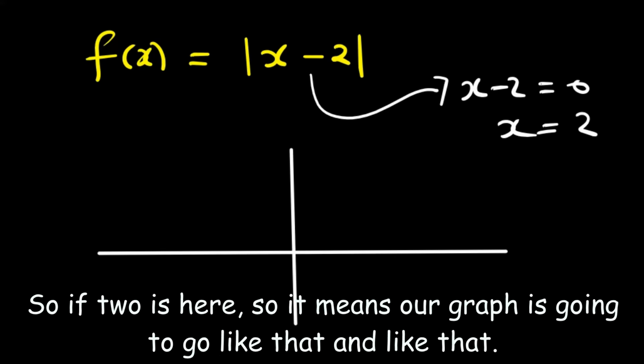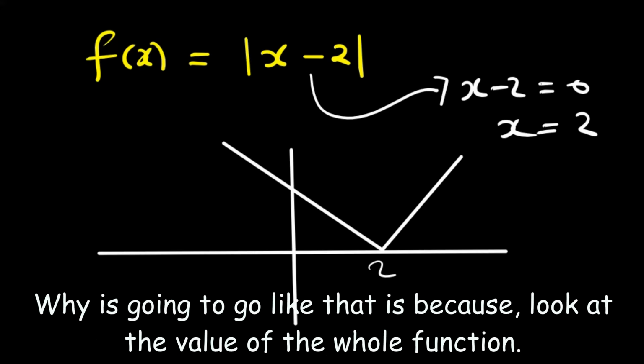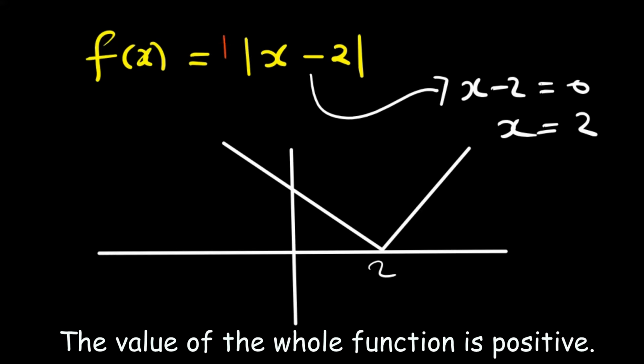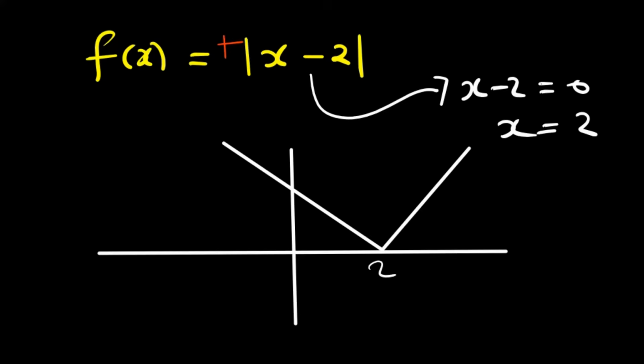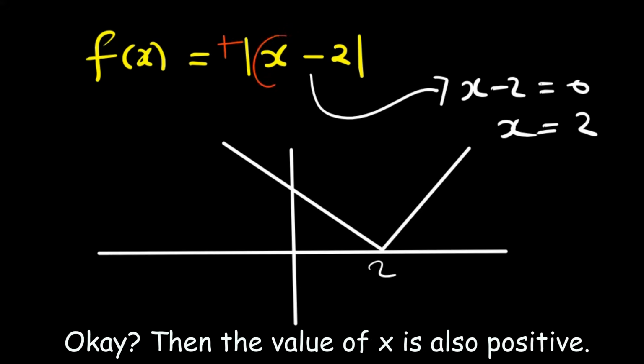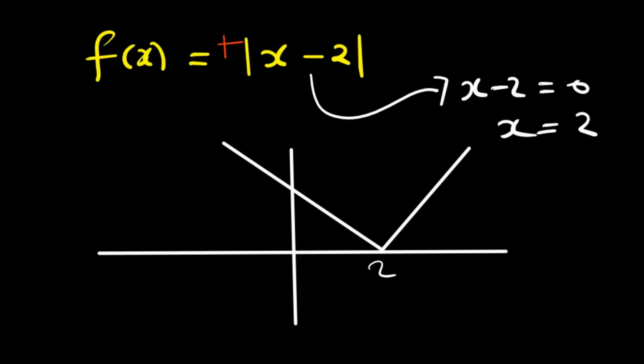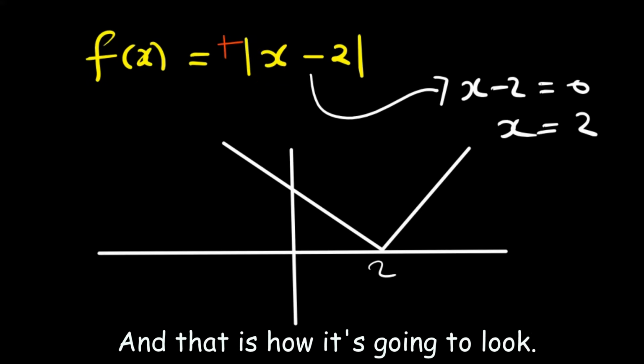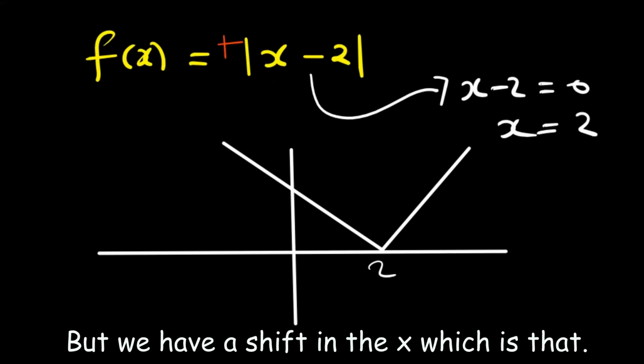So if 2 is here, it means our graph is going to go like that and like that. Why it's going to go like that is because look at the value of the whole function. The value of the whole function is positive, even if they haven't put it for us. Then the value of x is also positive, so we're going to the positive values of x and the positive values of y, and that is how it's going to look. But we have a shift in the x, which is that.